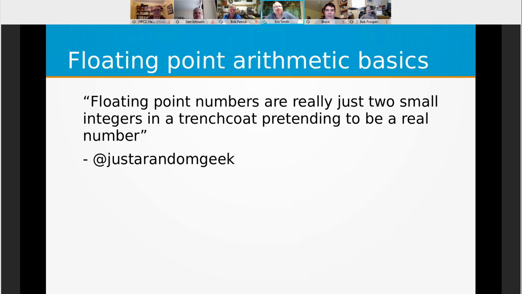Someone on Twitter commented when I made some mention of this that floating point numbers are really just 2 small integers in a trench coat pretending to be a real number. And although that sounds kind of flippant, there's actually a lot of truth to that.